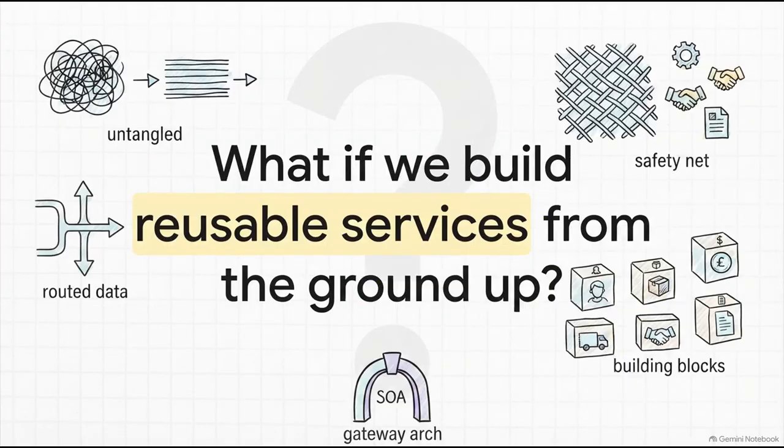So what does this all mean? We've untangled the spaghetti code, we routed our data with some great integration patterns, and we built our safety net. But I want to leave you with a final thought to really chew on. If we can decouple our existing systems so effectively using these patterns, what happens when we start designing every single business capability as an independent, reusable service from the ground up? That question right there is the gateway to understanding service-oriented architectures. Think about it and keep exploring.